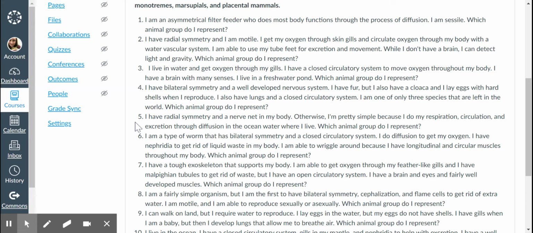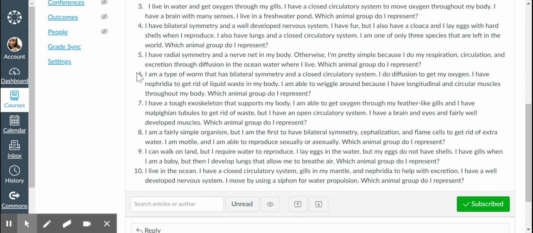Number five, I have radial symmetry and a nerve net in my body. Otherwise, I'm pretty simple because I do my respiration, circulation, and excretion through diffusion in the ocean water where I live. Which animal group do I represent? Number six, I am a type of worm that has bilateral symmetry and a closed circulatory system. I do diffusion to get my oxygen. I have nephridia to get rid of liquid waste in my body. I am able to wriggle around because I have longitudinal and circular muscles throughout my body. Which animal group do I represent?